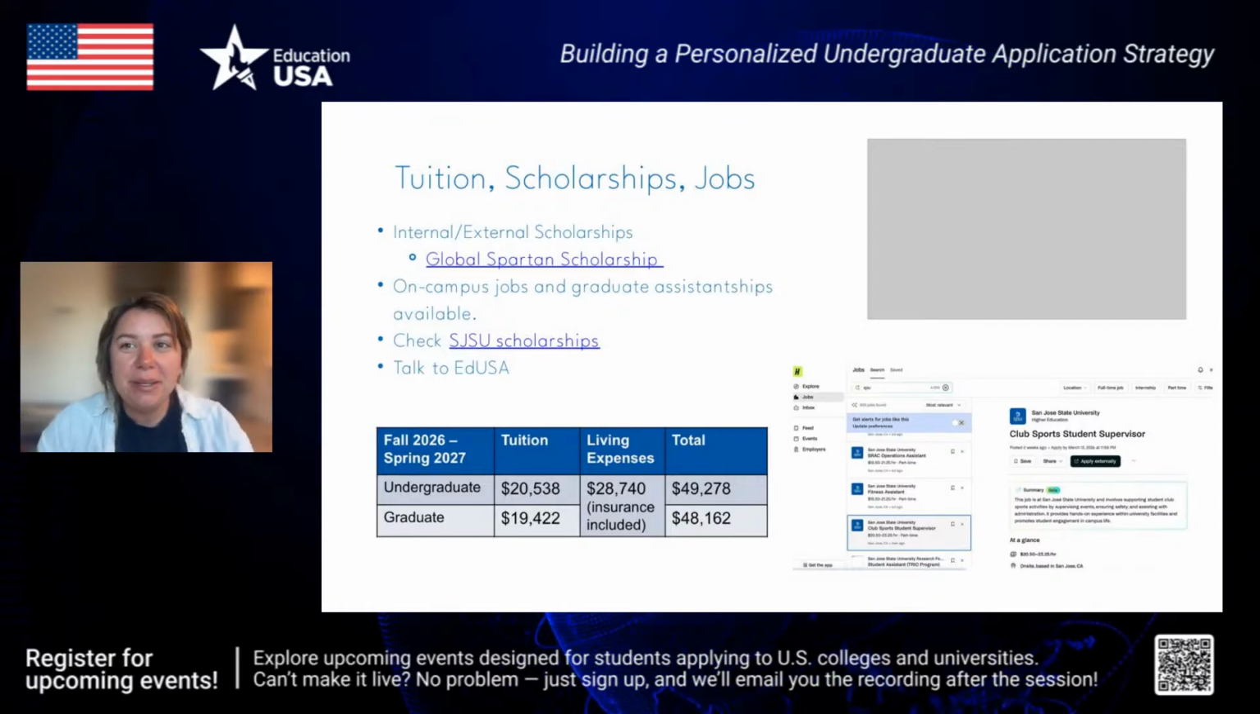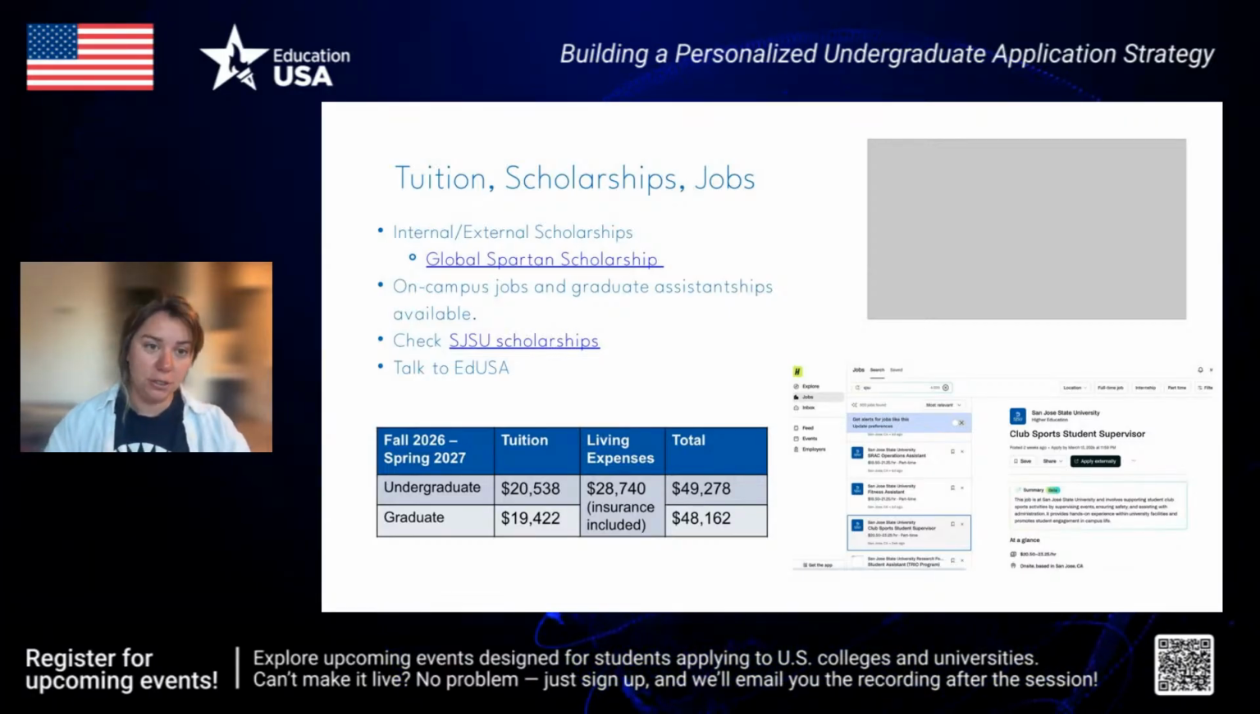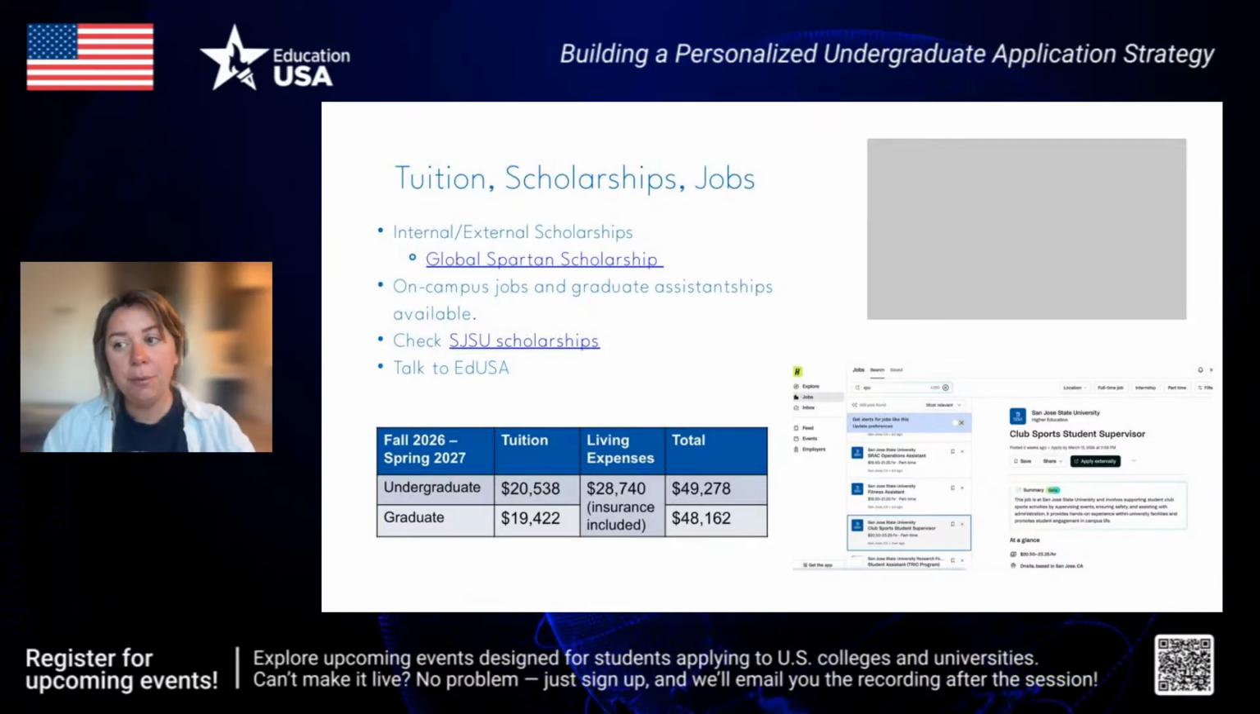This is a big part of your application strategy. How can you pay for the university? Because it's not always the case that you can get a full ride scholarship. They do exist, and it's important information.